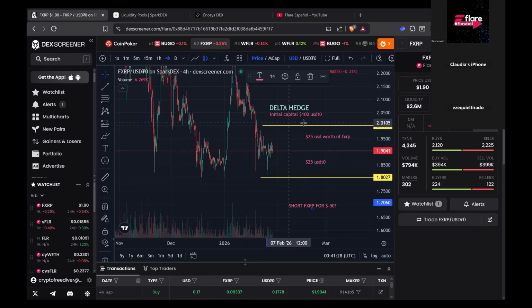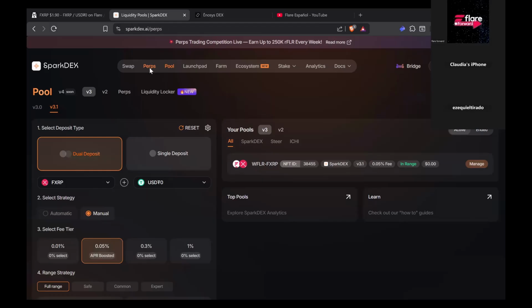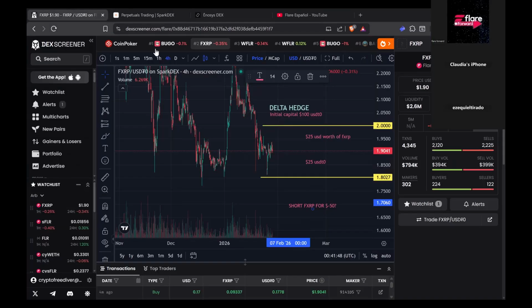Either the options that I have is either I borrow that FXRP on Kinetic or I short it on perpetuals, like this guy over here. So we are going to figure it out together.